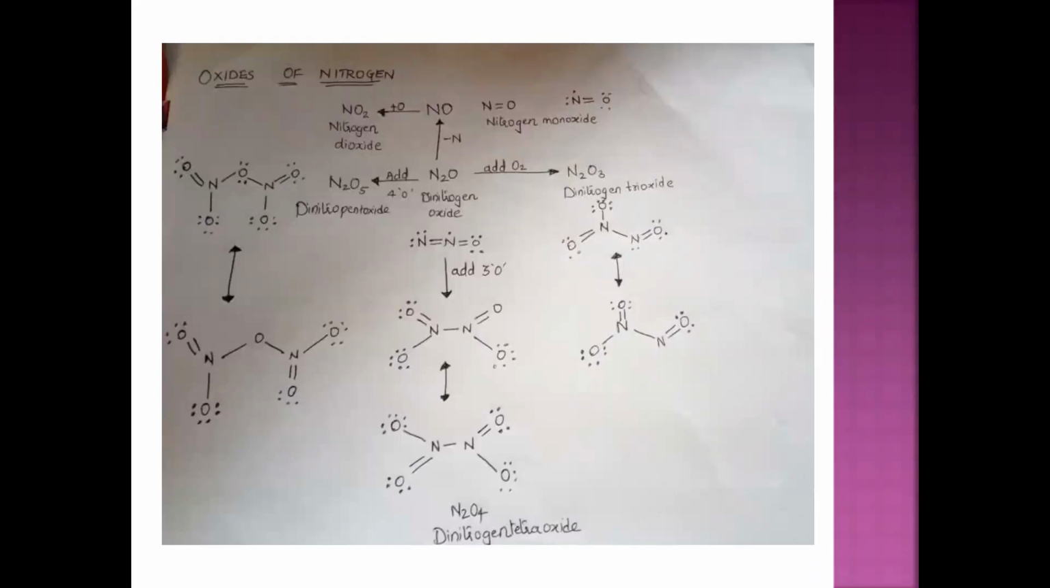You can take a screenshot of this page also, where all the lone pair and bond pair electrons are shown, and how the formation takes place with the flow chart. As we go through this flow chart, we have nitrogen monoxide, dioxide, N2O, N2O5. How do they form? Let us talk about nitrogen dioxide. From nitrogen dioxide, if we add oxygen, we get N2O5. If we remove oxygen, we get NO.